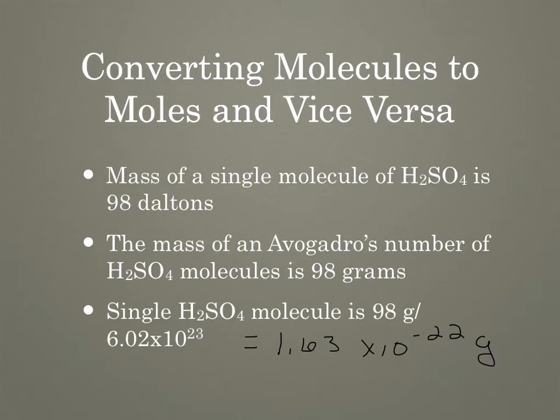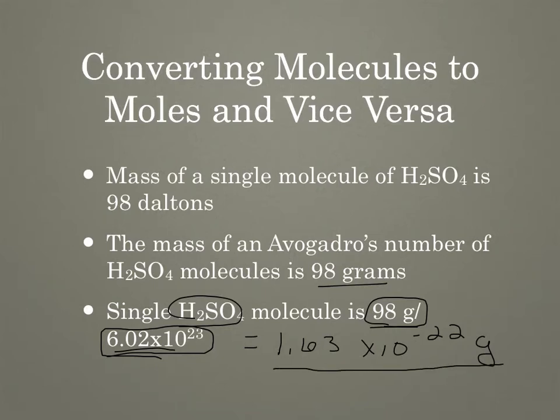So what if we wanted to figure out how much one single H2SO4 molecule weighs in terms of grams? Well, we said that it's 98 grams for a mole, and there's this many molecules in a mole, so if we took 98 divided by 6.02 times 10 to the 23rd, we would get the mass of one molecule, 1.63 times 10 to the negative 22 grams. Now, we have no way of measuring this. We don't have a scale that's that accurate in the world, but that's how much it would be if we did.